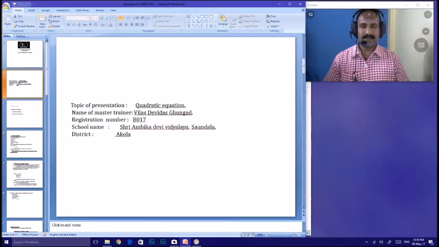My name is Vilas Devidas Ghungad. Registration number B017. School name Sri Ambika Devi Vidyalay Saundala, District Akola.